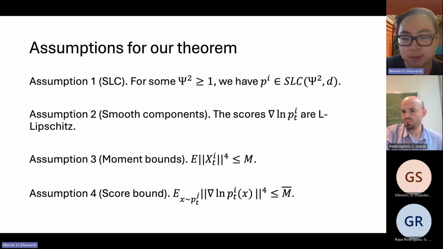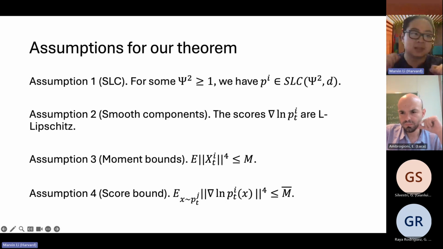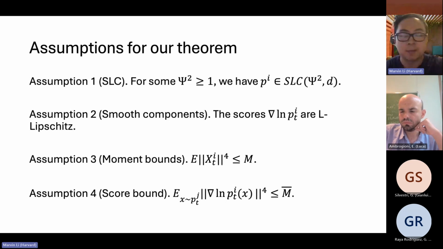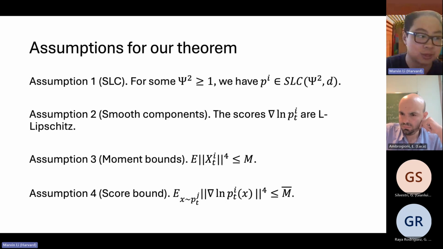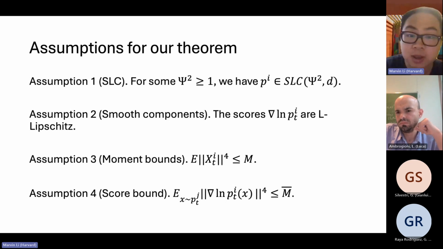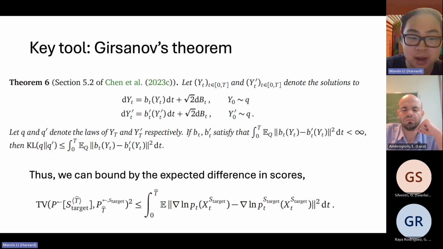Now, I'm going to skip a few slides. Basically, the scenario is, let's say S target equals S initial. We want to show that when we noise it and then apply the reverse diffusion process with the entire score, the score over the entire P, versus one with the score over the submixture of cats, that they are similar. So this is theorem 6.